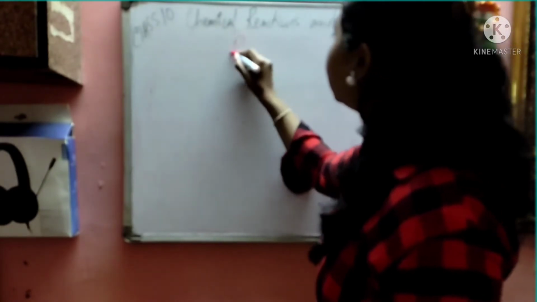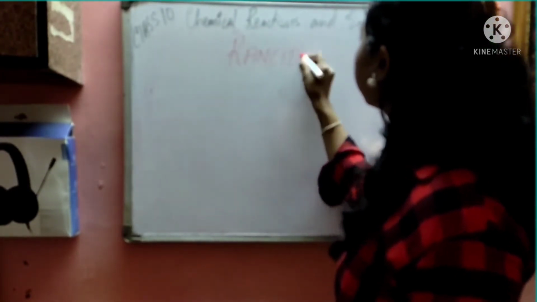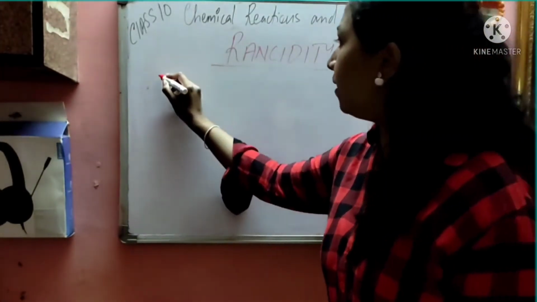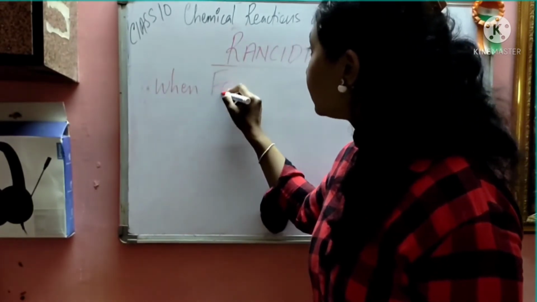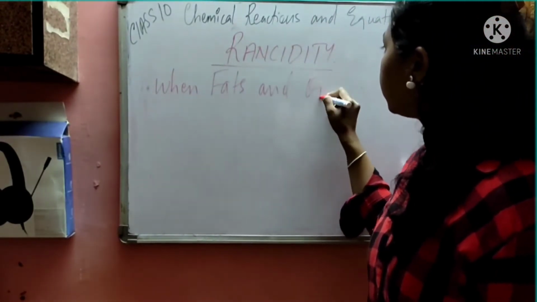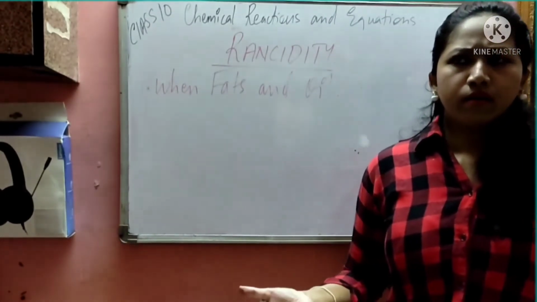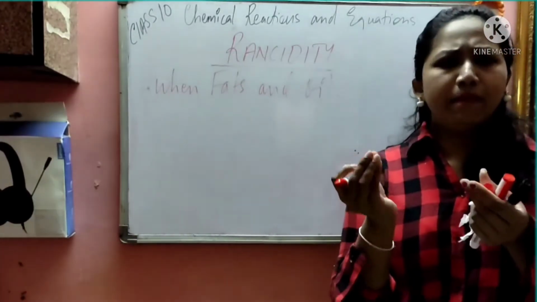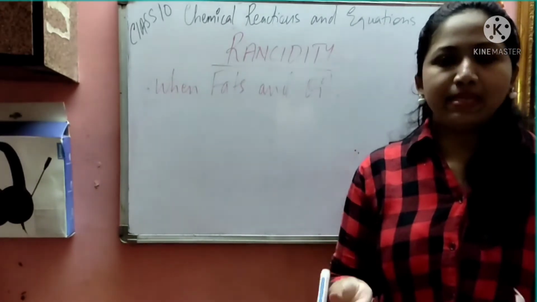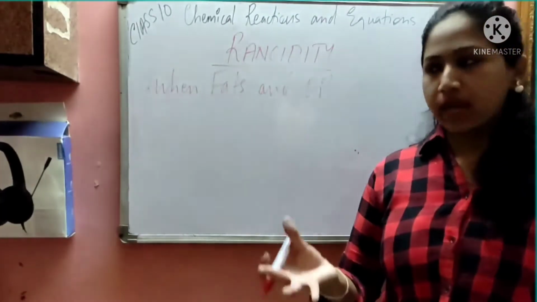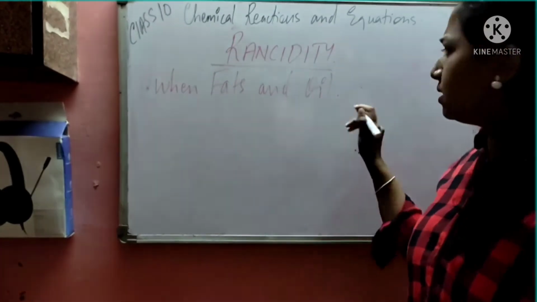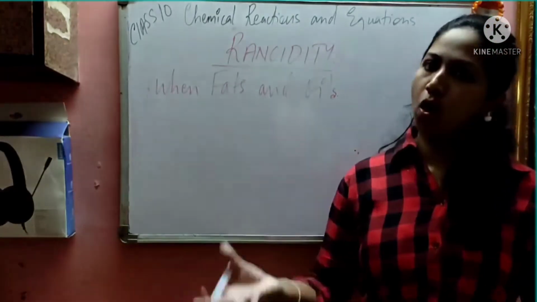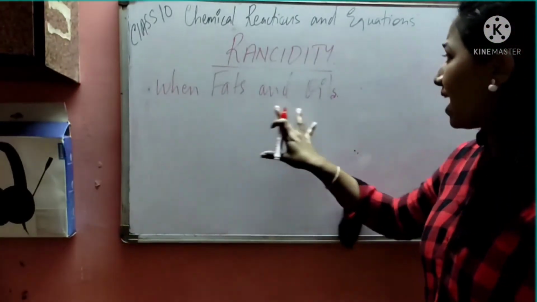So what is rancidity? What is rancidity? When fats and oil, okay, so whatever food we have, whatever our mummies make, it basically contains oil. Everything is basically made out of oil, fats. So when fats and oil, what I mean is food basically contains what? Fats and oil.